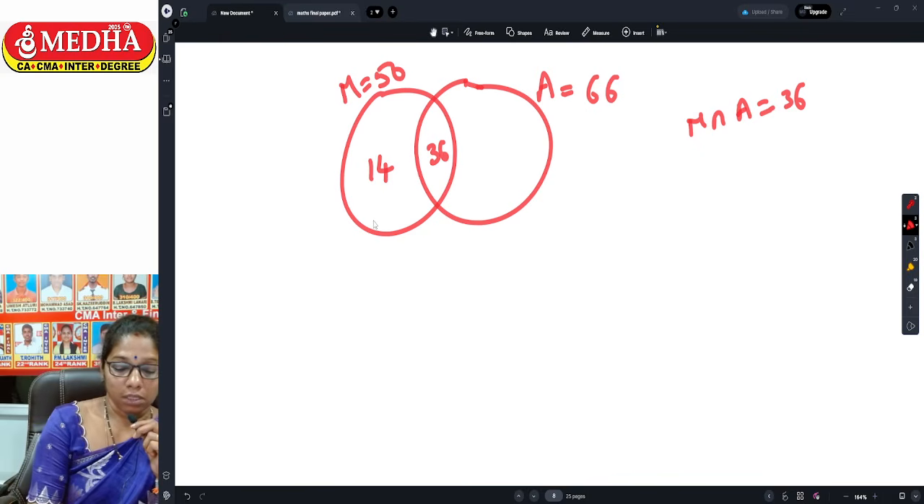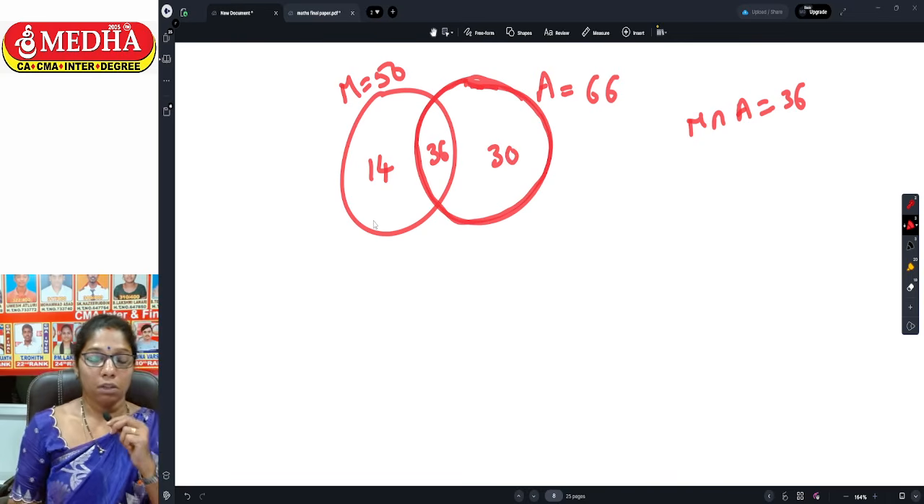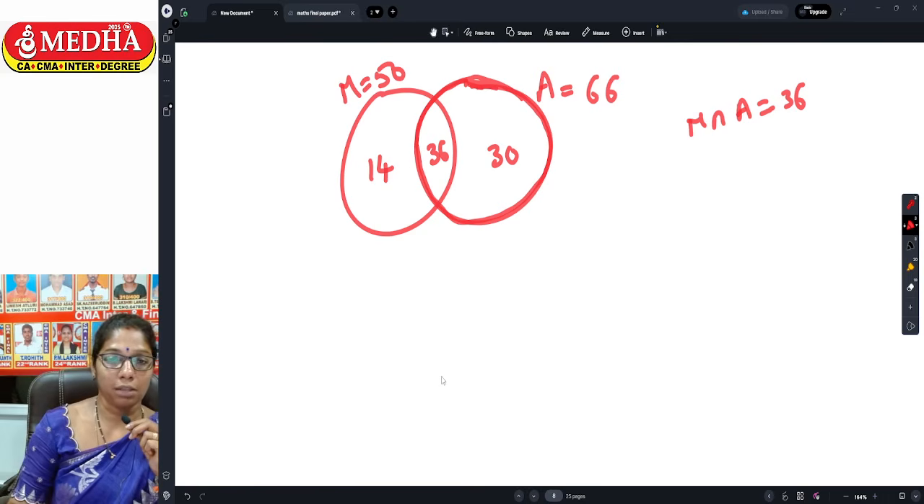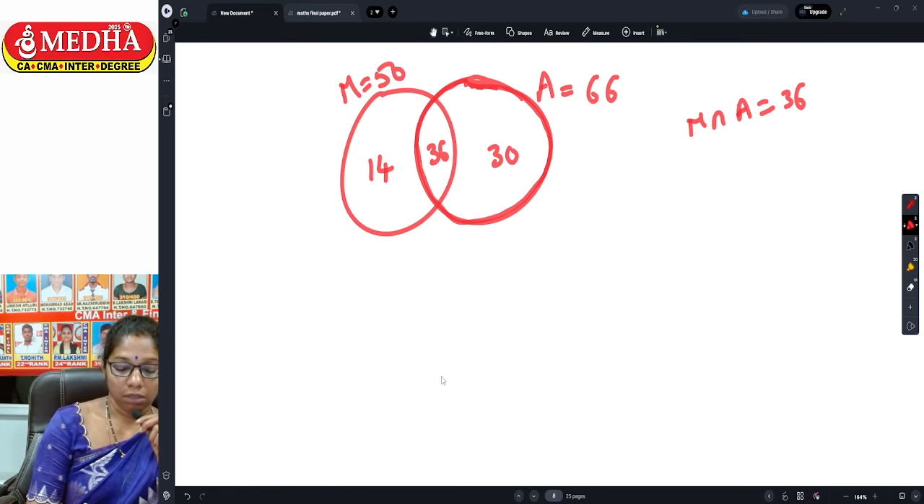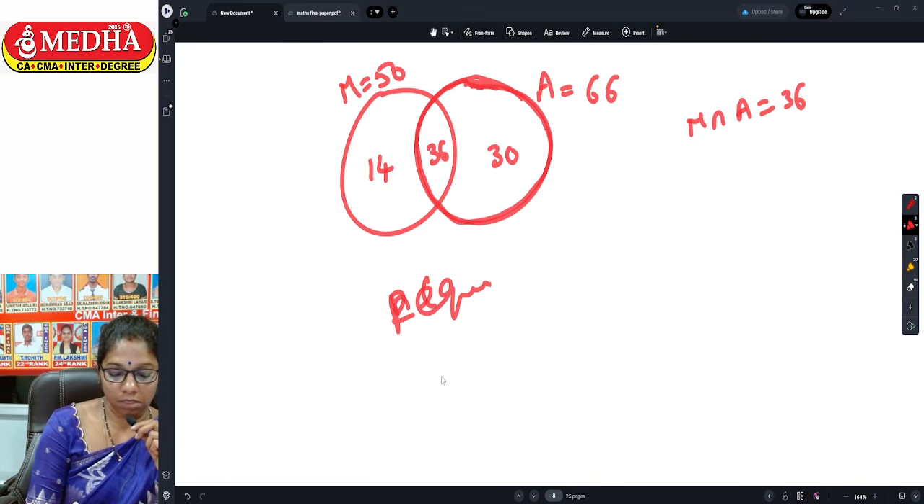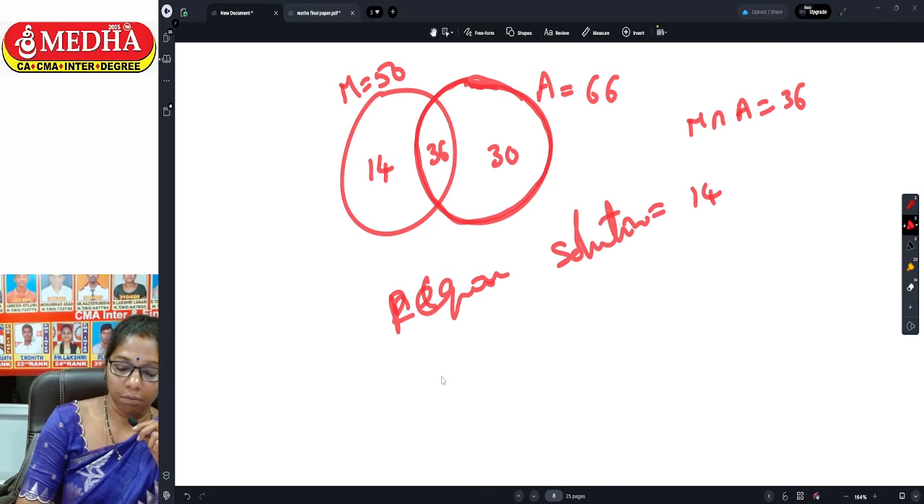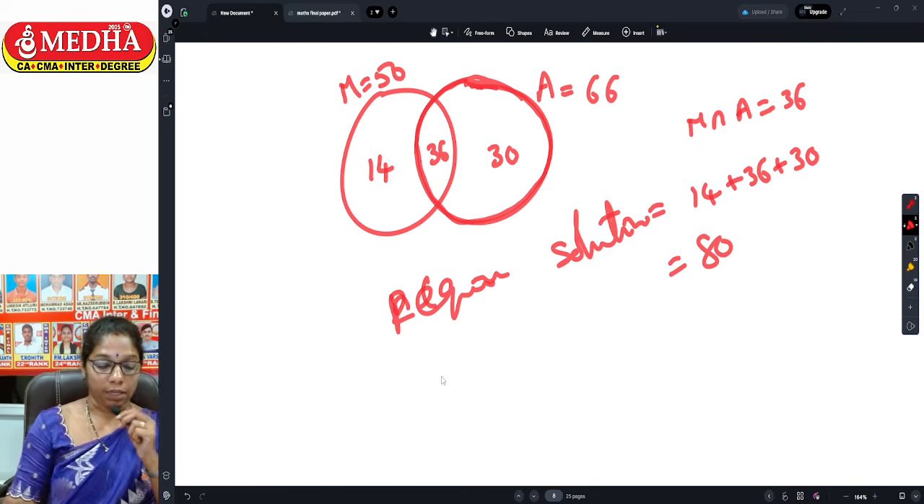So this entire accountancy circle is 66. 66 minus 36 is 30. So how many students like either maths or accountancy? So the required solution is equal to 14 plus 36 plus 30, that is 80. 80 is the solution.